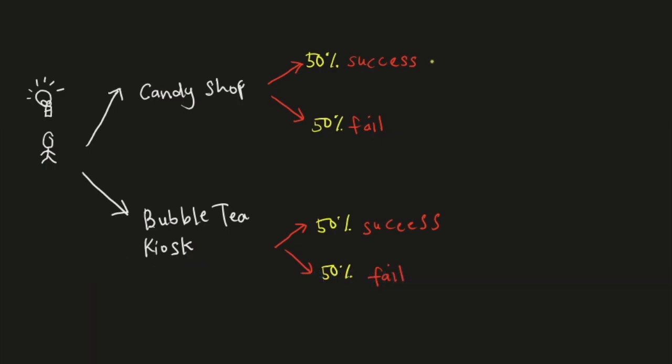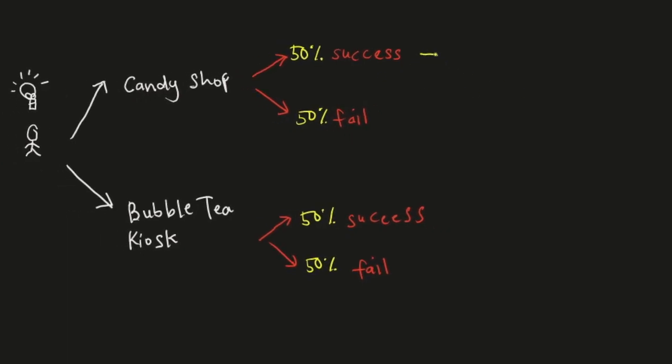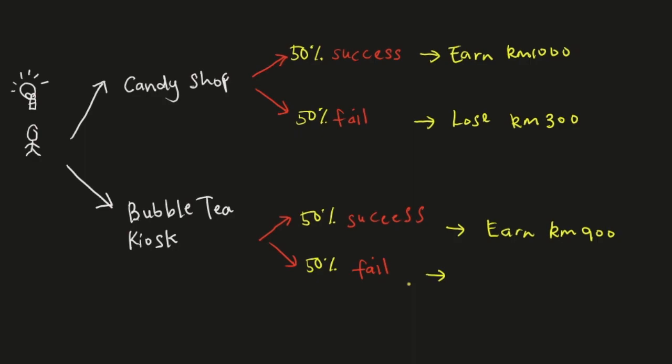Okay, now let's look at the condition. The first condition: if the candy shop succeeds, then you will earn 1,000 ringgit per week. Whereas, if the candy shop fails, you will rugi, lose 300 ringgit per week. Okay. Now, if you look at the bubble tea kiosk condition, if it succeeds, you will earn 900 ringgit per week. Whereas, if it fails, you will lose 100 ringgit per week. So now you look at this condition, there are different magnitudes of earnings and losses. And so how do you make a decision with these alternatives?